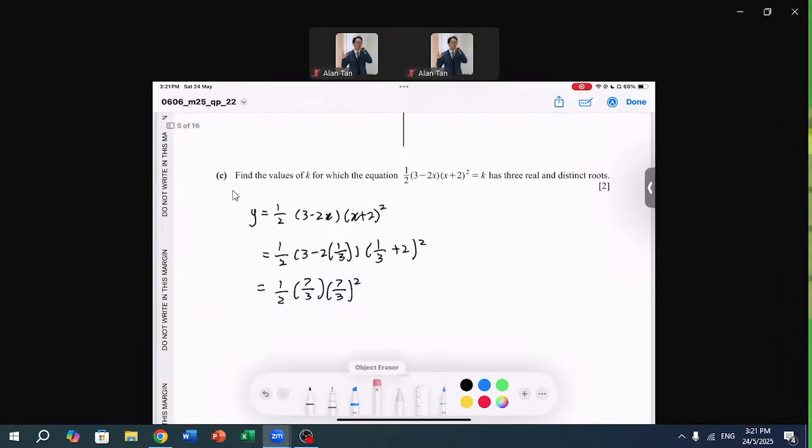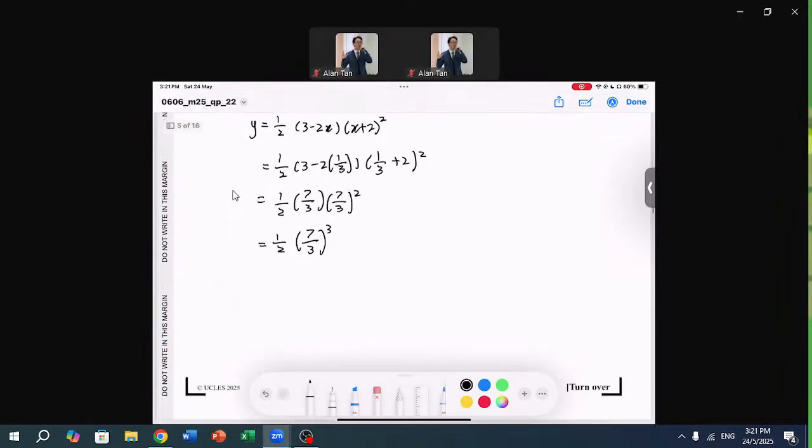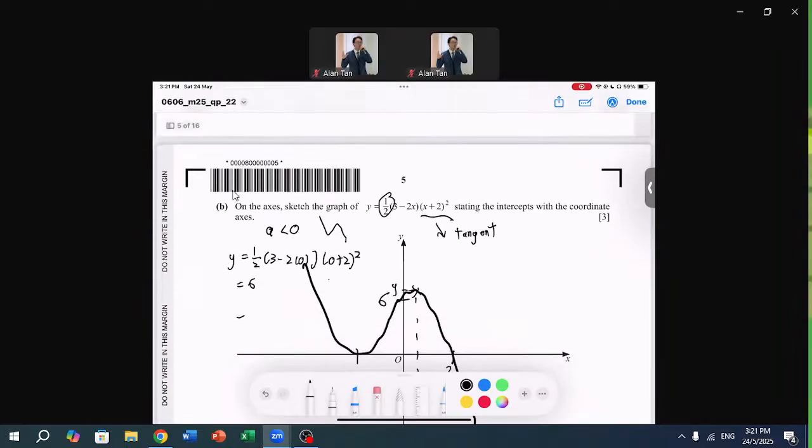So what we get is literally 1 over 2 times 7 over 3 cubed, which I believe is 7 times 7 times 7 is 343 over 27. So this will give me 343 over 54, meaning that this point is 1 over 3, 343 over 54.